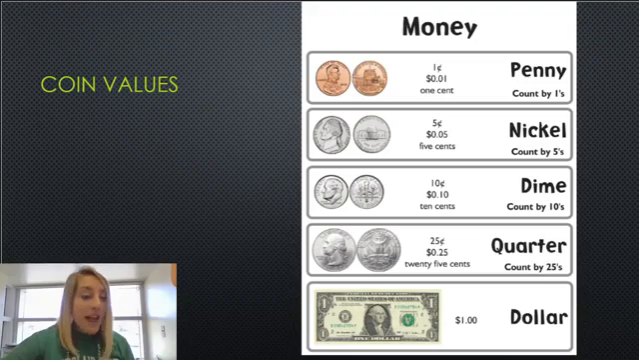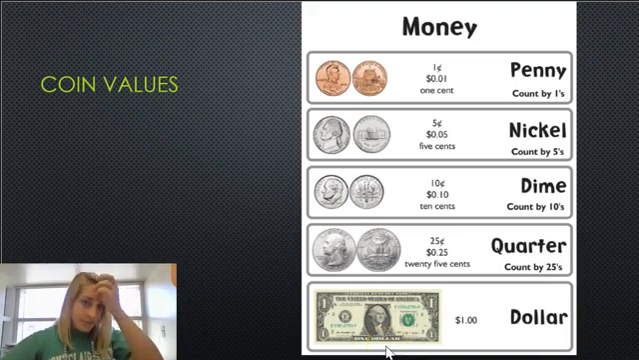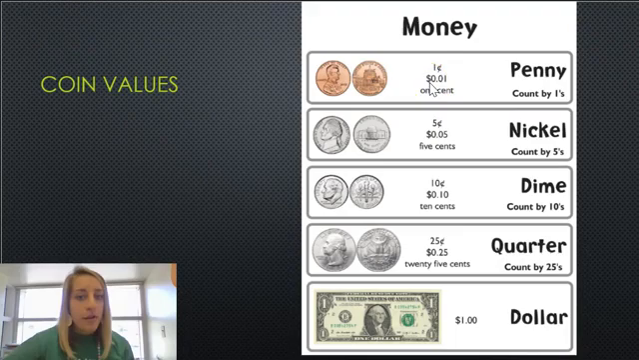Before we begin, as always, take out your notebooks so you can write down the value of these coins in this dollar bill, especially if you don't already have it written down. So, the penny looks like this. It is worth 1 cent. That is how we write it. $0, decimal point 0.01. Make sure you have that 0 in there.